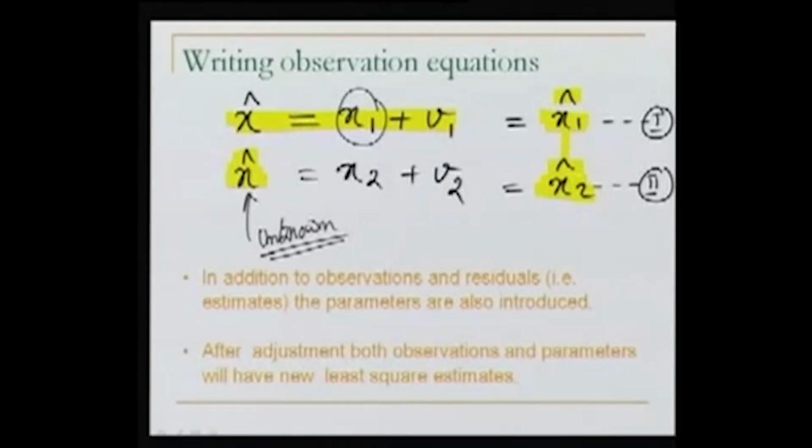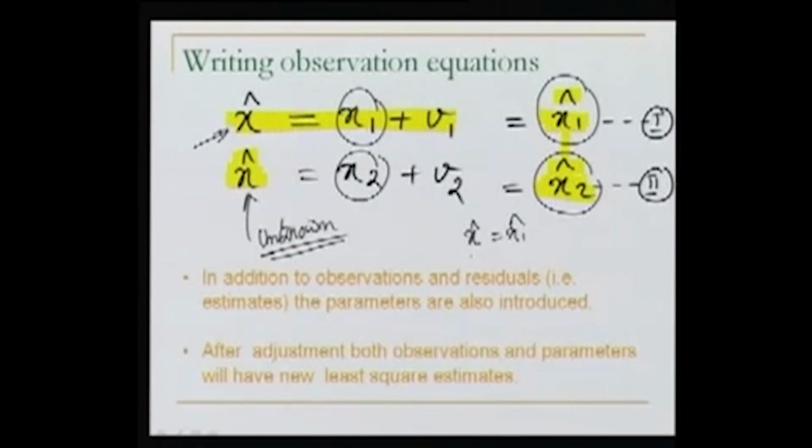What we have done, we have taken these as observations. So what we are doing, we are relating the unknown with the estimate of the observation. So how we can relate it? We can write one equation as we have written over here. X hat is equal to x1 hat, x hat is equal to x2 hat. This is how we can write, and x1 hat is x1 plus v1, x2 hat is x2 plus v2. So these are the two observation equations which we are able to form.